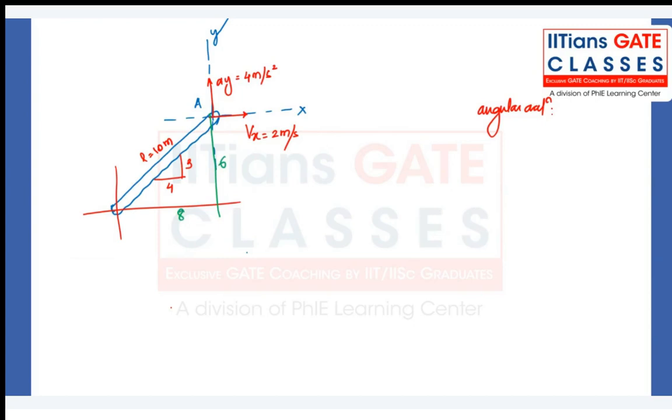Then only the sum of squares of the sides equals the square of the diagonal. 8 square plus 6 square is 10 square, Pythagoras theorem. So what we have to calculate from this is the angular acceleration. Let's try to solve this question in detail.